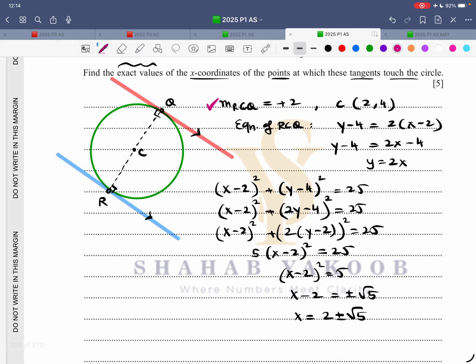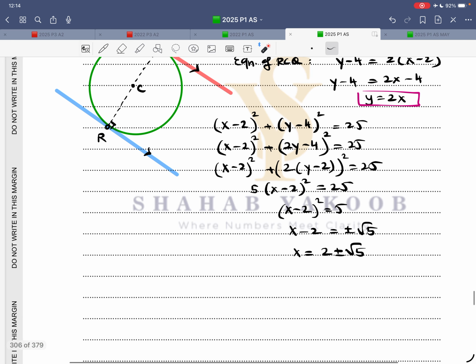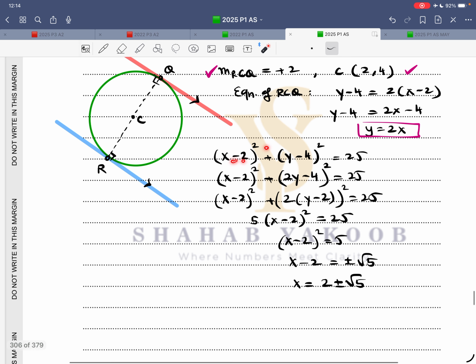So we have the gradient, we have the coordinate, we can find the equation: y is equals to 2x. Now this line intersects the circle at 2 points. One of them is Q, the other one is R. So now we have x minus 2 whole square, y minus 4 whole square is 25. Instead of y, write 2x. Y is equals to 2x. So this is 2x over here. By mistake, I've written a y. Let me correct myself. So over here, this is 2x. I have corrected it like this.